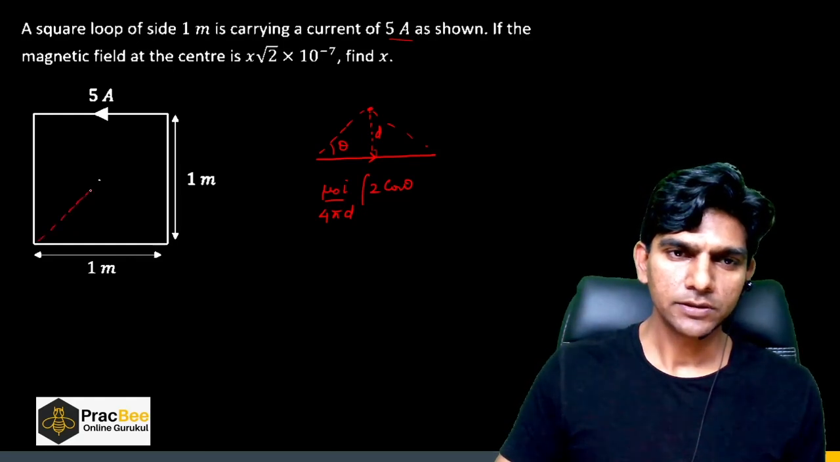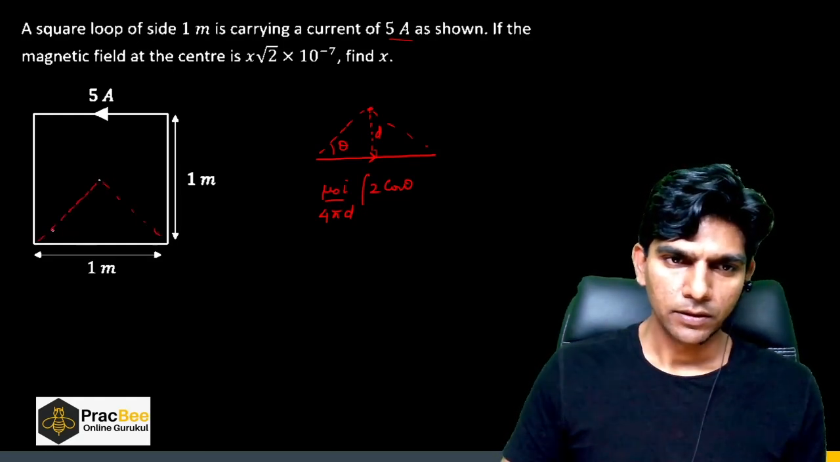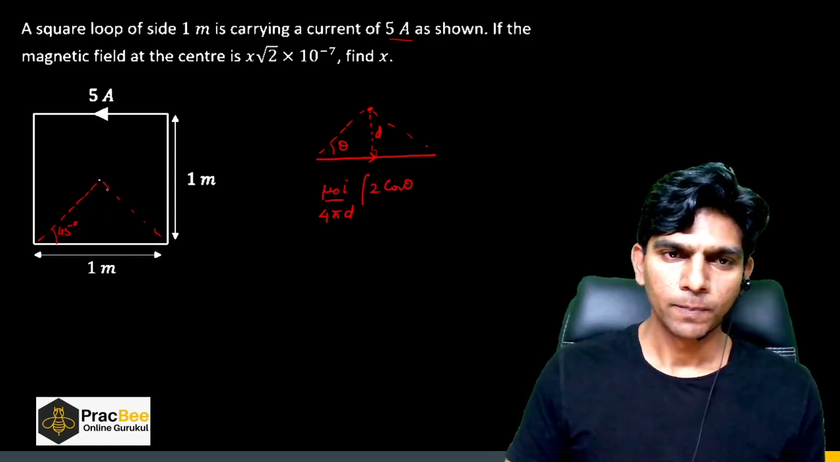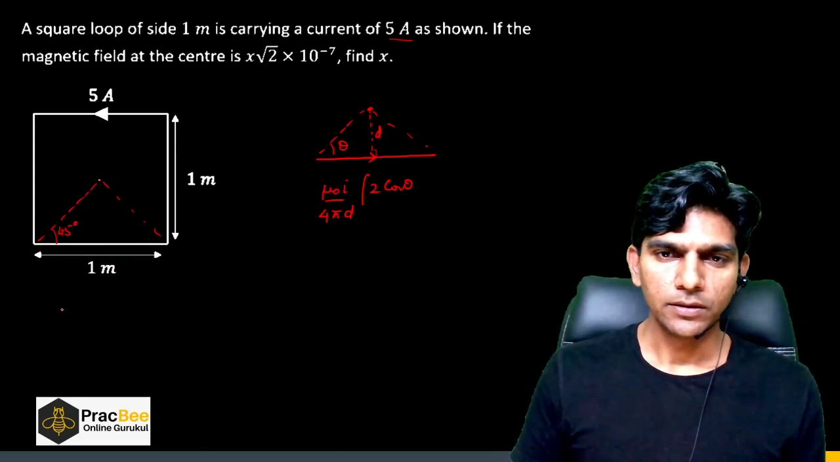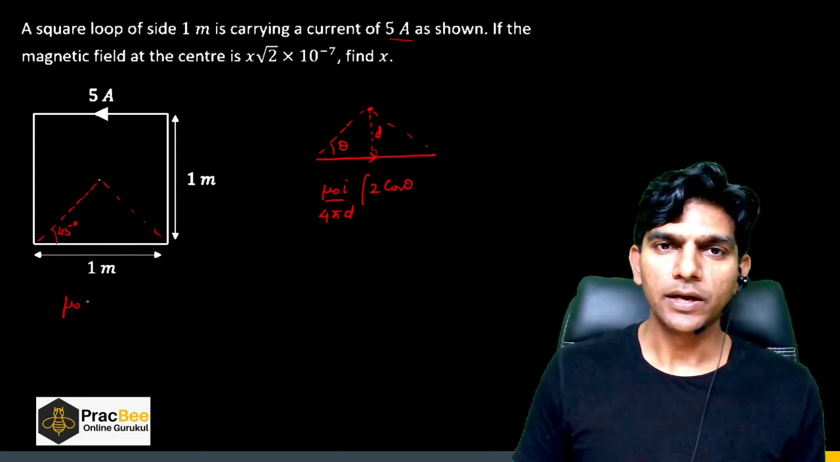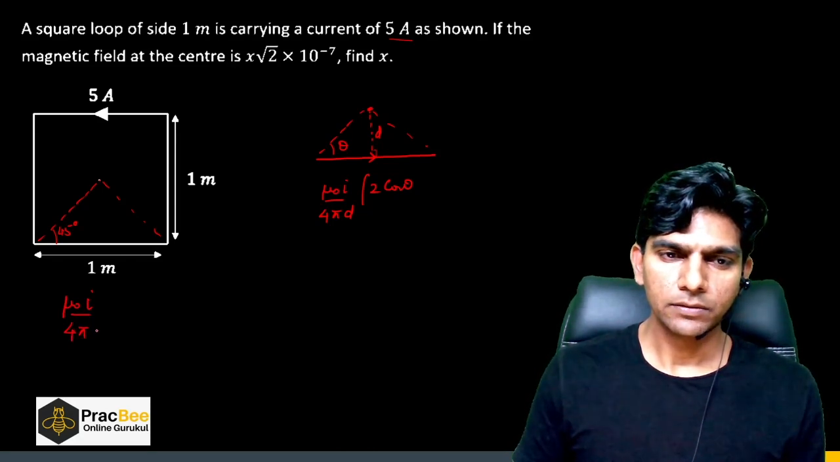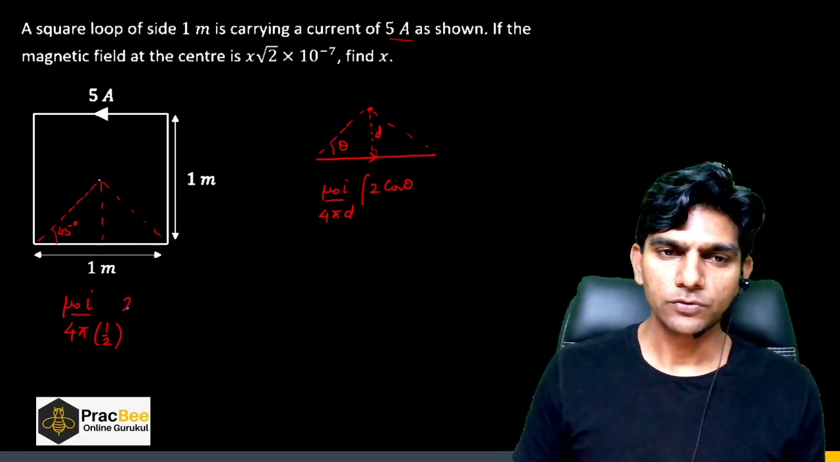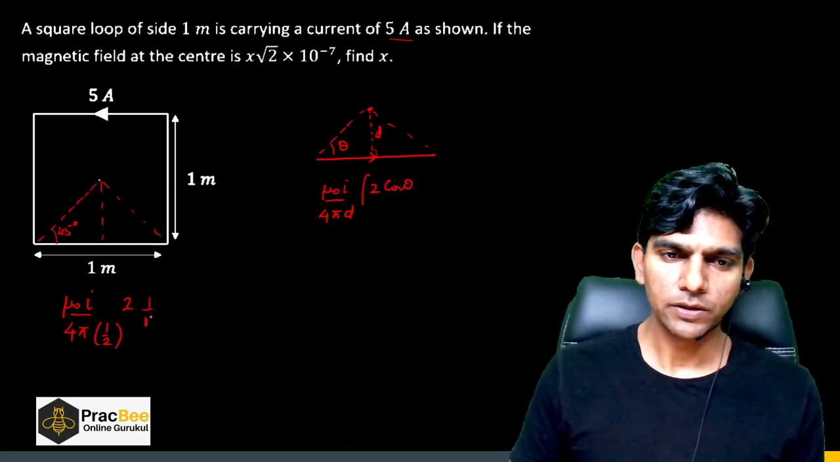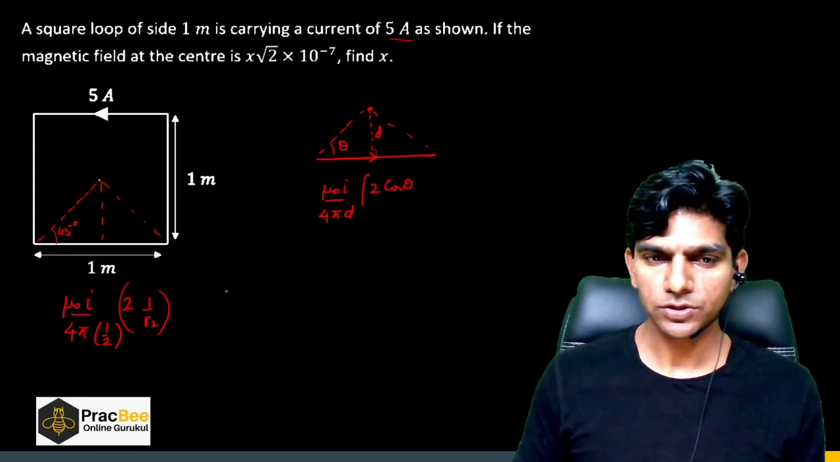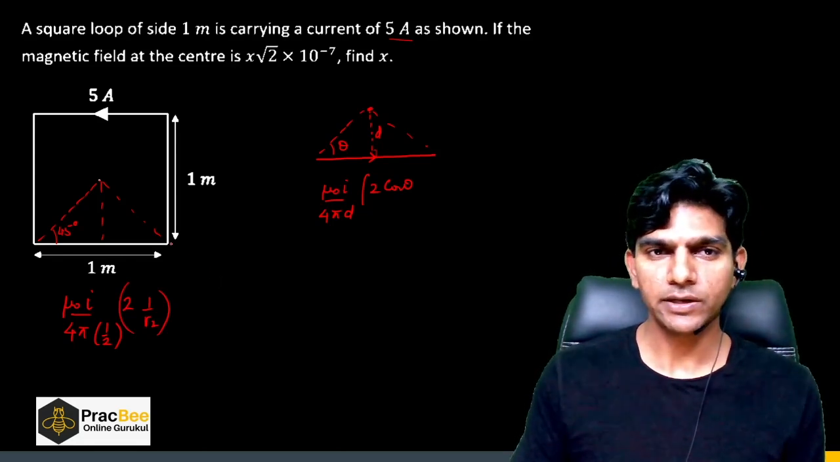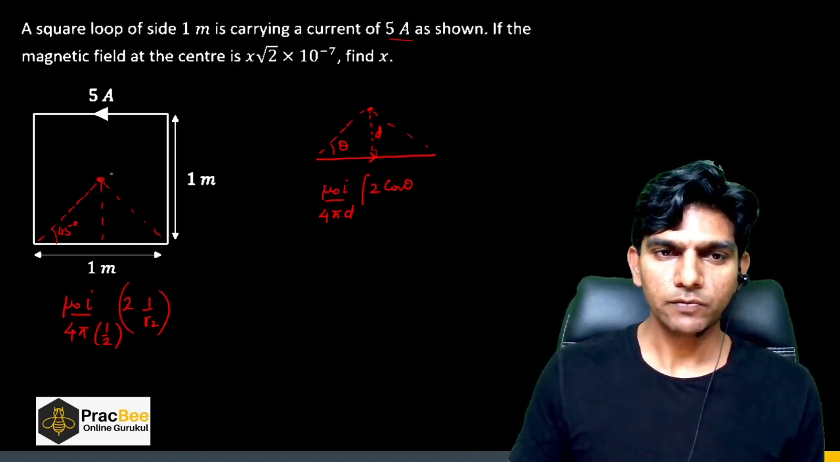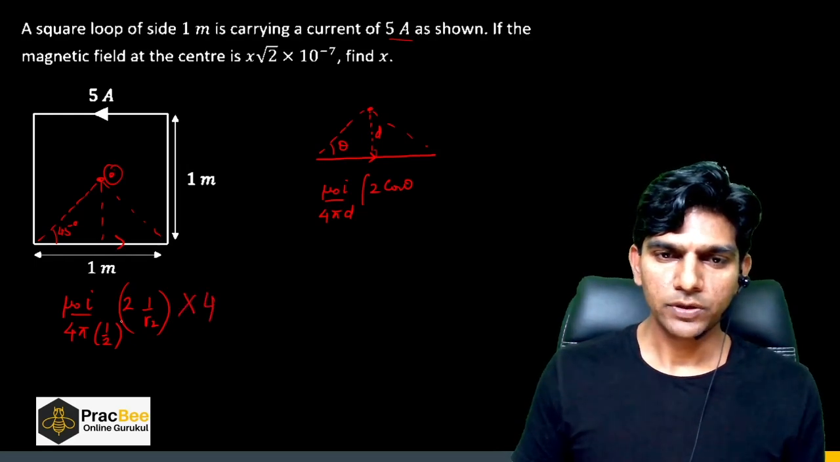So in this particular case, we have 4 such sections and this angle is 45 degrees, right? So due to one particular section, the field will be mu naught I upon 4 pi d, in this case d will be 1 by 2, this distance is 1 by 2, times 2 times cos 45. So cos 45 is 1 by root 2. So that is due to one section. Now we have 4 sections, all will be having field in the same direction, that will be out of the plane. So here the field will be out of the plane due to this current. So if I multiply this by 4, I will get the answer.